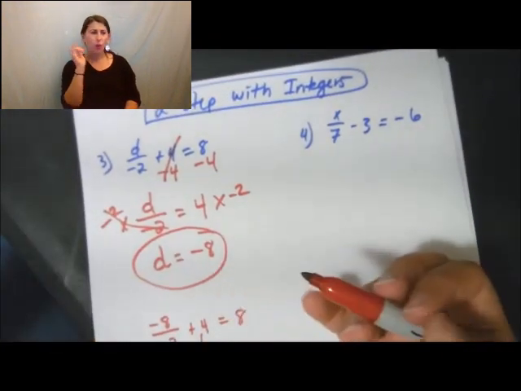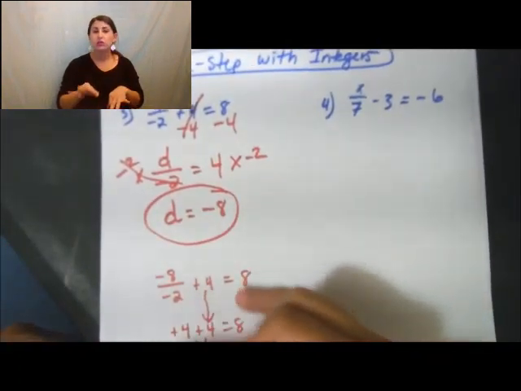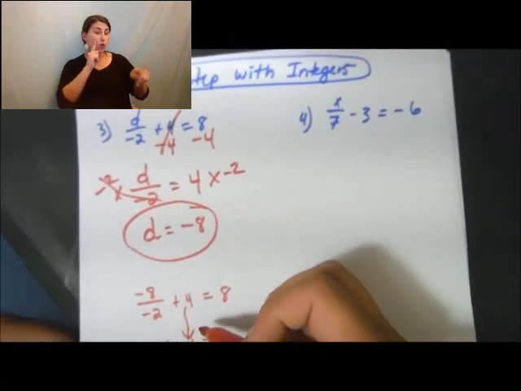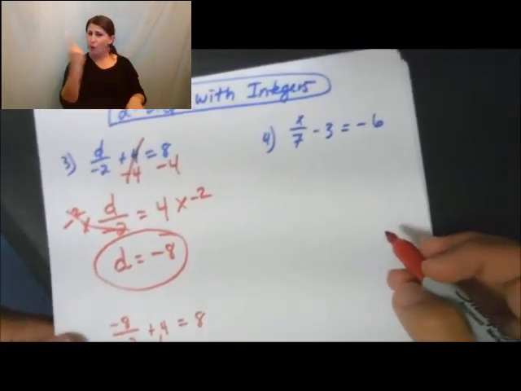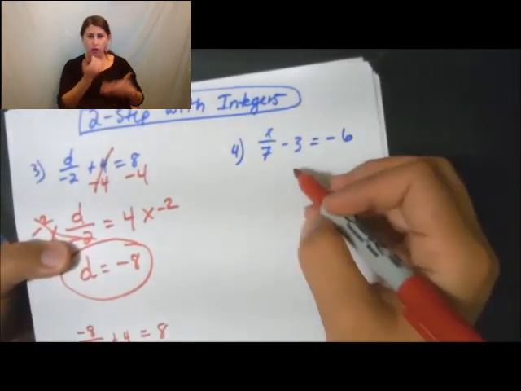So you can always check your answers through substitution. This is substitution when we're plugging the solution back in. For equations, you can always check your work. And you can always know if your answer is correct by substituting.